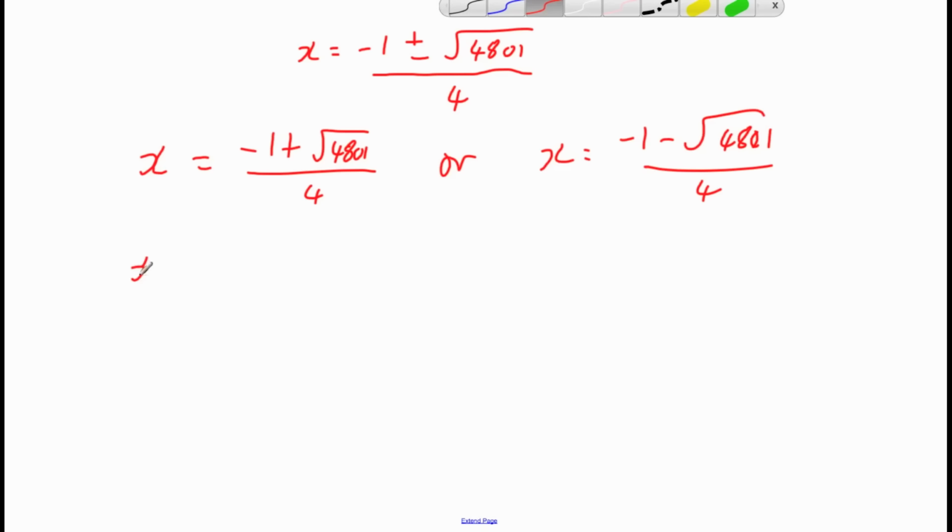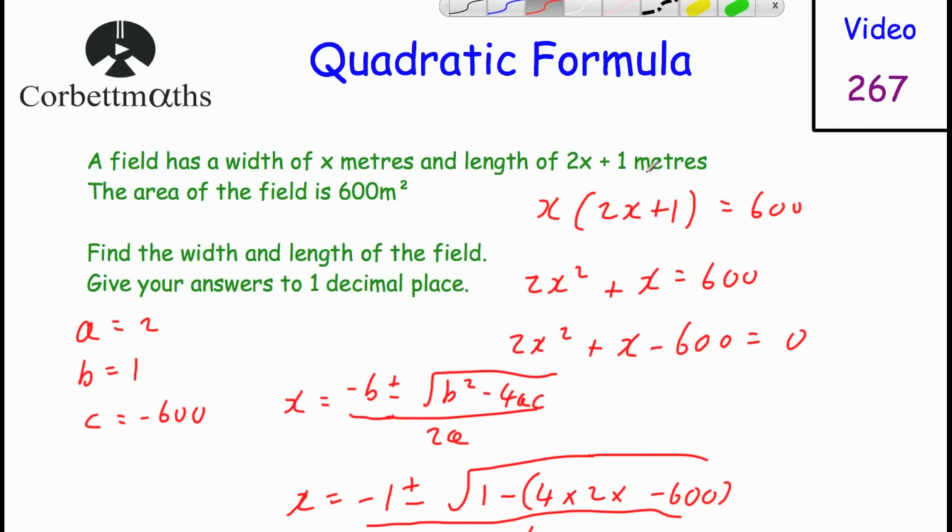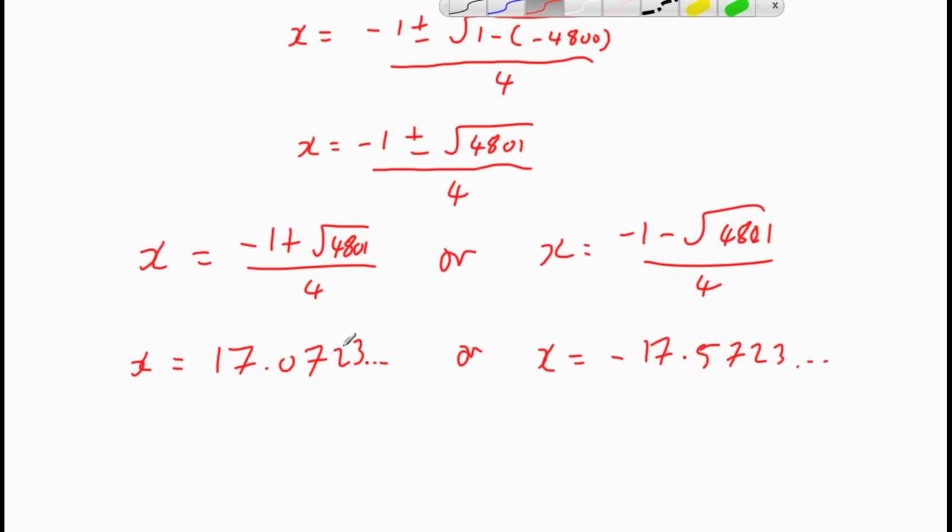Whenever we work both of those out, typing minus 1 plus the square root of 4,801 divided by 4 into our calculator gives us 17.0723 and so on. Typing in the other one, we get minus 17.5723 and so on. So we've got our two values for x. Now if we go back up to the question, we're told that x is the width of the field. We've got one positive and one negative, and we can't have a negative width of the field. So this will have to be our solution.